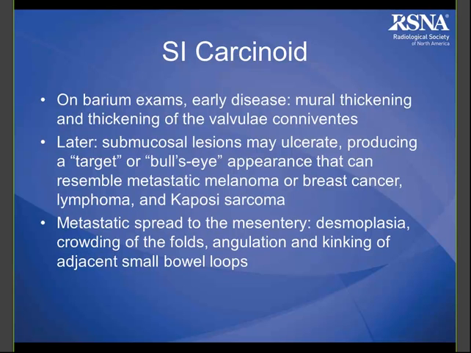On barium, which we don't really do for these patients, but classically in the past, we might see mural thickening and thickening of the valvulae conniventes. Later, you could see some submucosal lesions that may ulcerate or produce a target or bullseye appearance that can unfortunately resemble metastatic disease, such as from melanoma or breast cancer or lymphoma or Kaposi's. We don't see a lot of Kaposi's in our patient population, but it is in the differential. Metastatic spread to the mesentery, again, causes desmoplasia, crowding of the folds, angulation, and kinking of the adjacent small bowel loops.